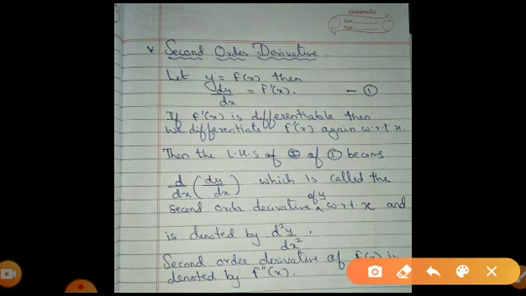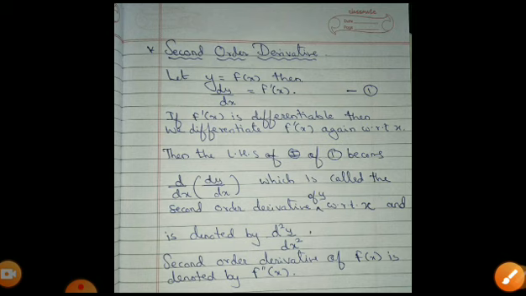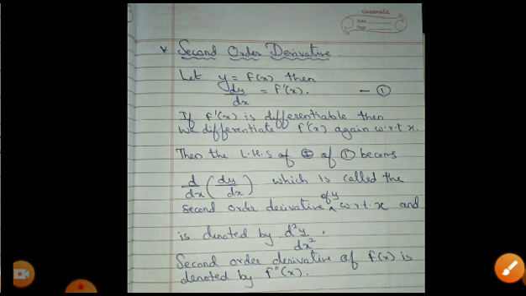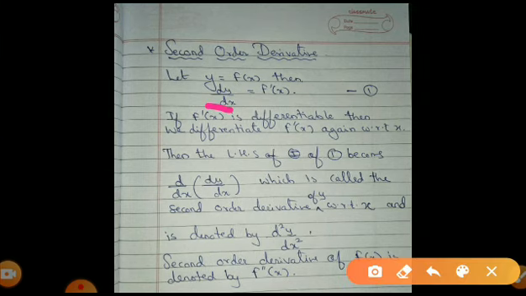Now suppose y is equal to f of x is your given function. When I differentiate it with respect to x, we get what? dy by dx, that is equal to f dash of x. If f dash of x is differentiable, then we differentiate your f dash of x again with respect to x. Then your LHS, it becomes what? LHS of your dy by dx becomes d by dx of dy by dx.